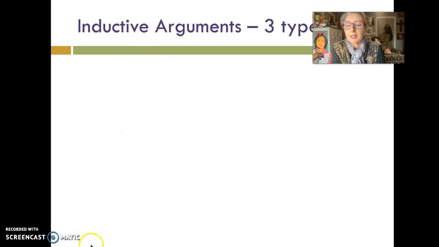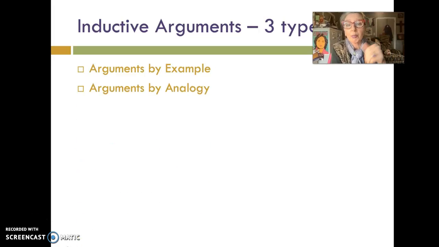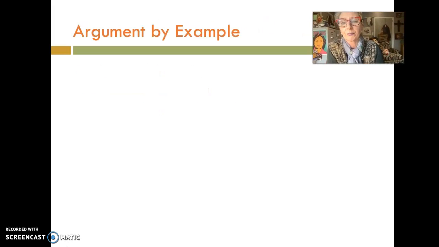So here we go. Types of arguments. We've got arguments by example, inductively arguing by example, inductively arguing with analogy, and using what we call causal correlation. So correlating means we're looking at the relationship and if there's a causal relationship between things. And oftentimes the correlation means relationship. So what's the causal relationship?